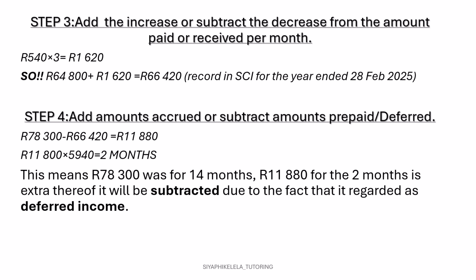As we are guided by the accounting standards, in this case the matching principle, for expenses and income we only want those items for 12 months. If we've received those amounts for a period longer than 12 months, we must subtract all those amounts that are prepaid or deferred. So in this case, that is the result for this transaction. I thank you.